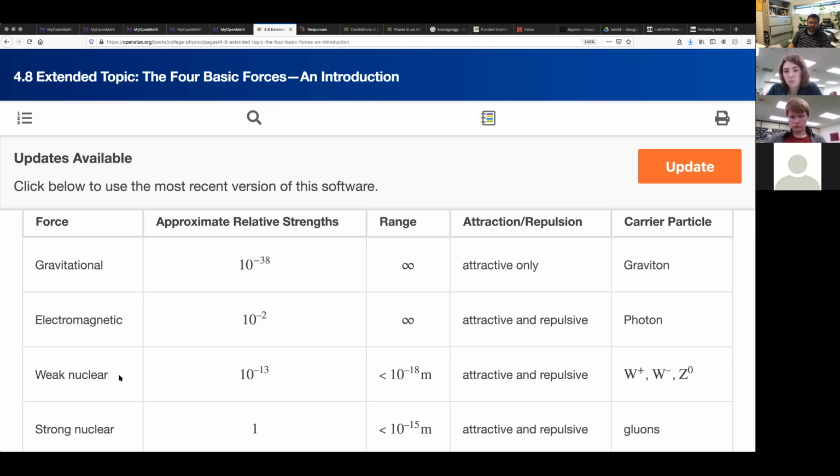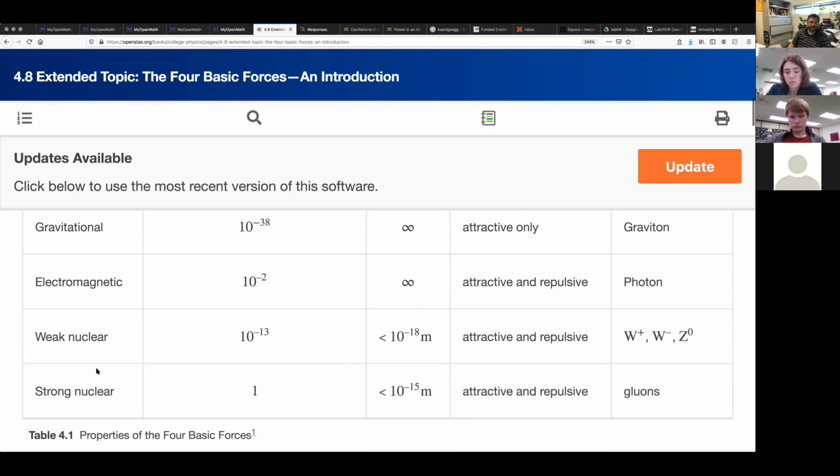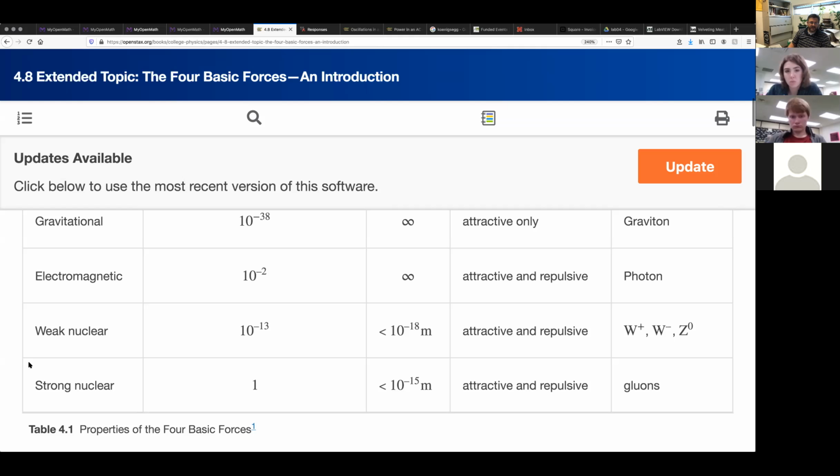But the weak nuclear force is responsible for those changes that happen in the nucleus. We'll learn more about that next semester, and then we'll learn more about all these next semester actually. Then the strong nuclear force is what holds protons together inside the nucleus. Why would protons be all squashed together in a tiny little place inside the nucleus?